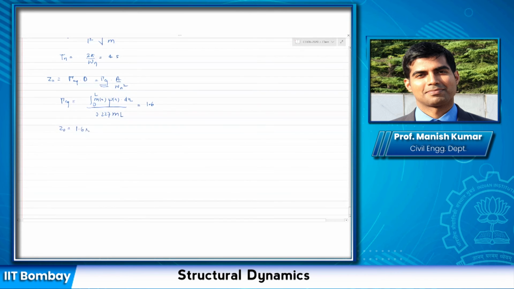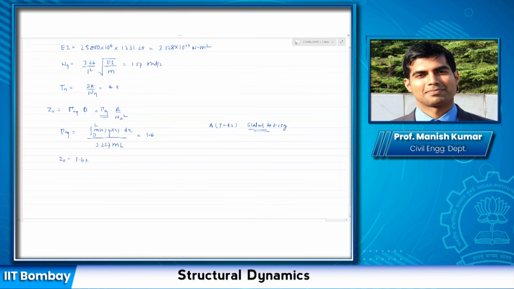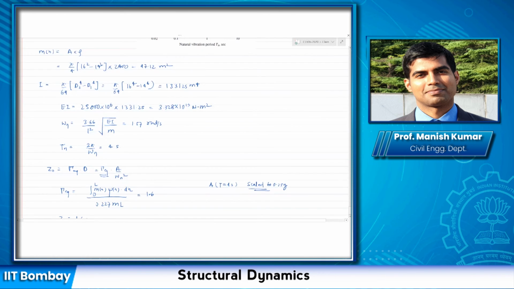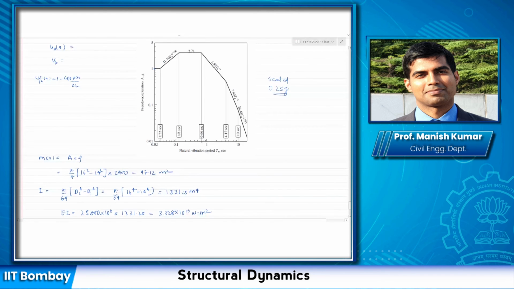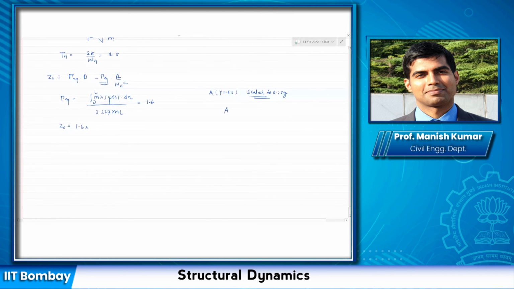Now the A value needs to be found at T equal to 4 seconds, scaled to 0.25 g. So let us go back to the response spectra. Here I see that when it is between 0.66 and 4.12, then A as a function of g is 1.8 divided by Tn. So A divided by g is 1.8 divided by Tn, so 1.8 divided by 4. Now this is scaled to 1. I need to scale it to 0.25, so I need to multiply this with 0.25.